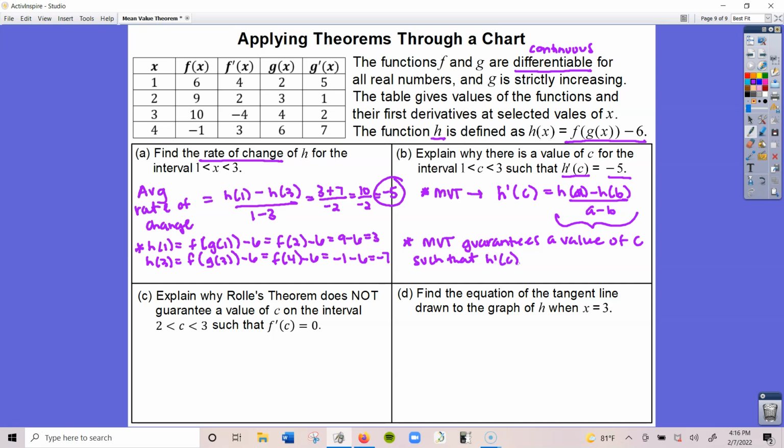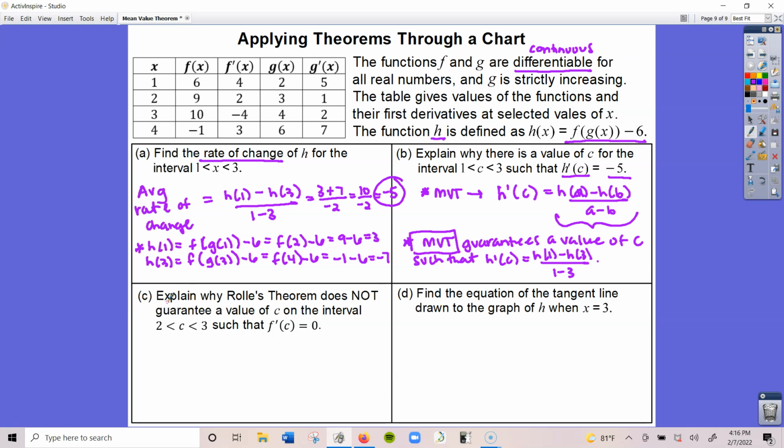h prime of c is going to equal, and then what did I do here? I did h of 1 minus h of 3 over 1 minus 3. This is my reason why there must be a value of c, because the derivative is going to equal my average rate of change. So when it says to explain why, it's basically because of MVT.